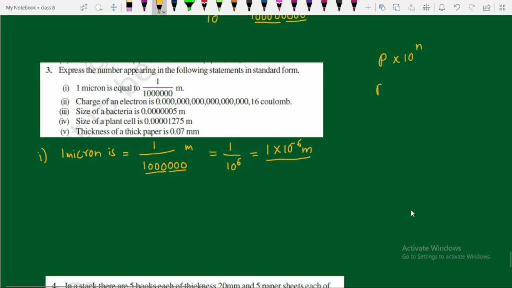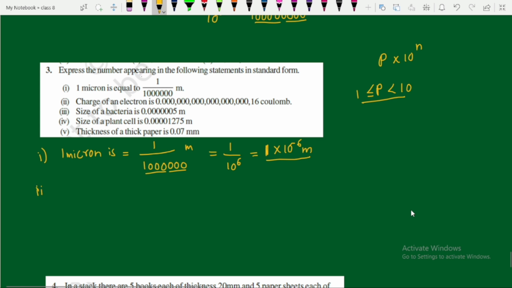Where p is greater than or equal to 1 and less than 10. It is not just greater than, it is greater than or equal to 1 and less than 10. This is where the p value lies. So here it is 1 into 10 raised to minus 6. Next, you can see question number 2.